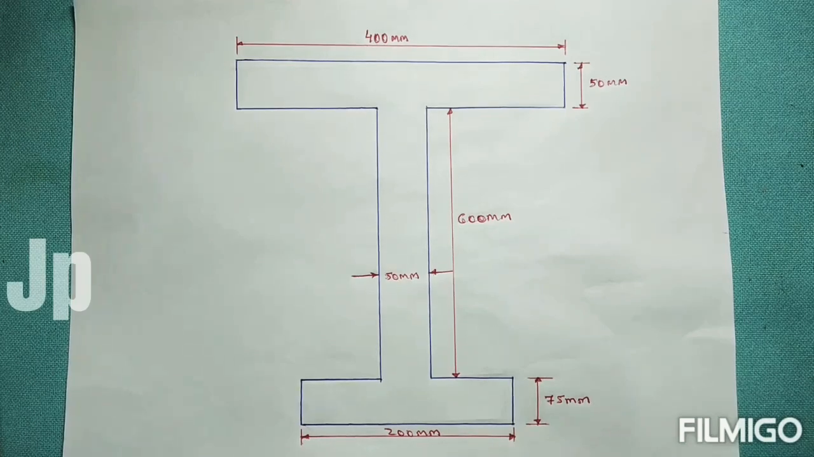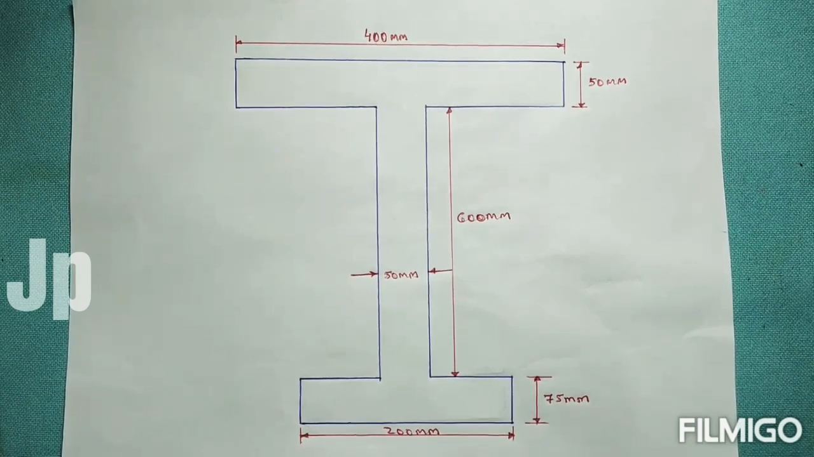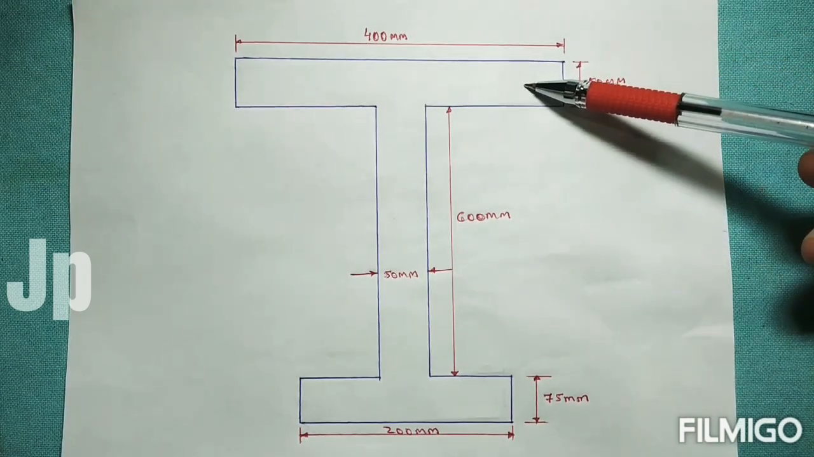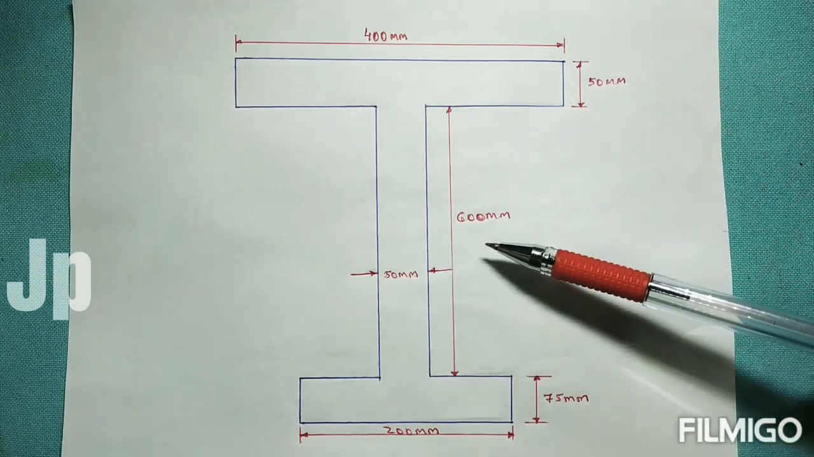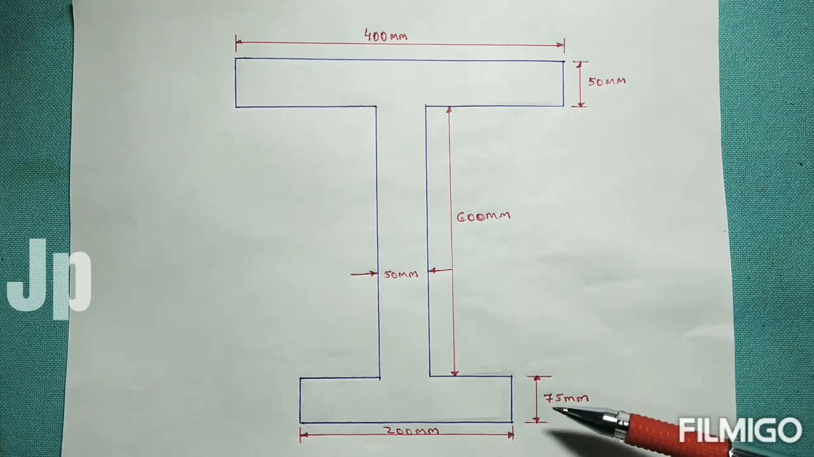Dear students, in this class I will show you how to determine the moment of inertia of sections. For example, here I can see one of the I sections. In the I section, the top flange is 400 mm by 50 mm, the web is 50 mm by 600 mm, and the bottom flange is 200 mm by 75 mm.